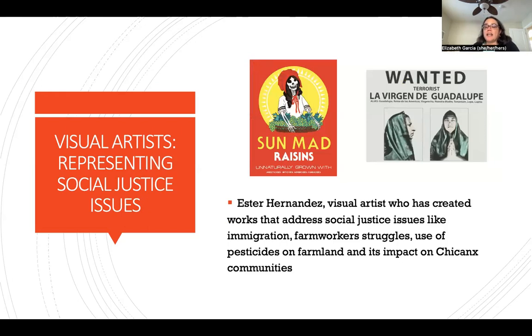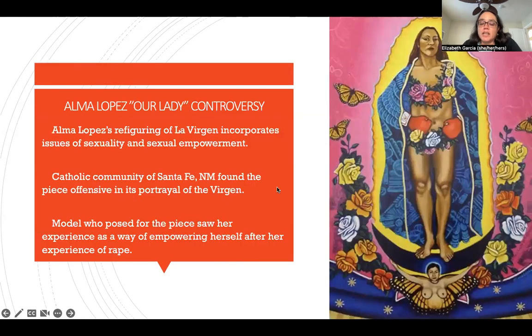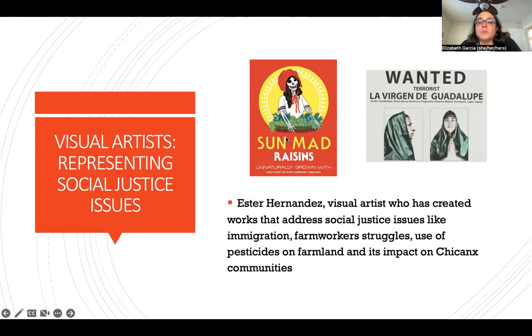Another artist is Esther Hernandez, who is a visual artist who has created works that address social justice issues like immigration, farm worker struggles, and the use of pesticides on farmland and its impact on Chicanx communities. You see here the poster of the raisins. If you've ever seen those little red boxes of raisins, she uses that image to talk about and critique the experiences of farm workers in grape fields in California.